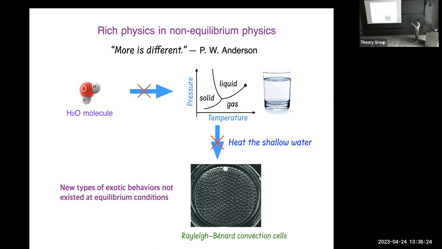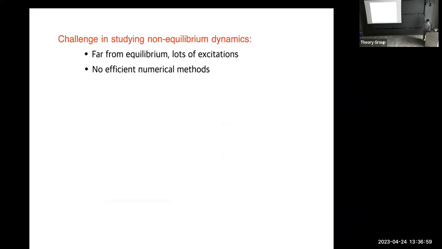For example, if you put your water in a dish and you heat it, there can be some very interesting patterns which are called Rayleigh-Bénard convection cells. These are some non-equilibrium patterns. Okay, what I mean is that when we study the non-equilibrium physics, there can be something new which are not existing in the equilibrium physics. So the motivation of this talk is to study some interesting thing in non-equilibrium physics.